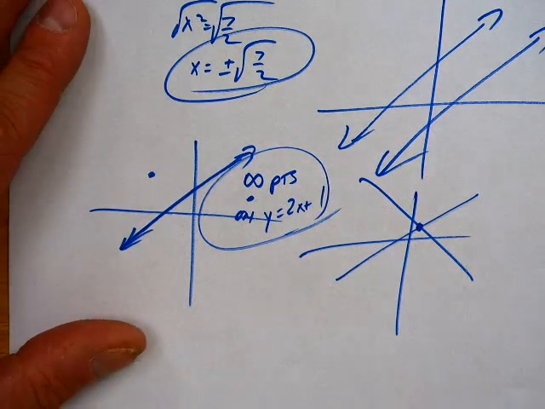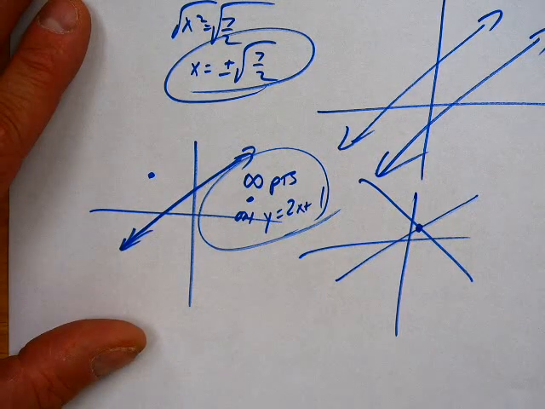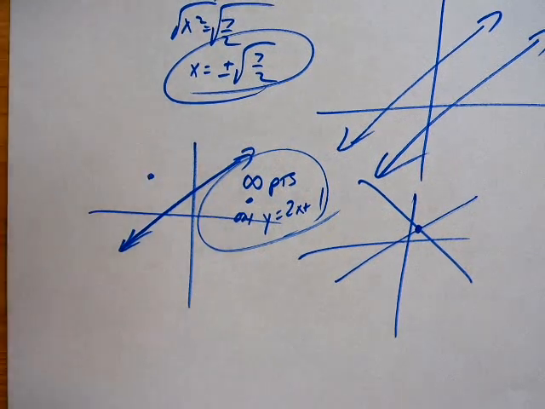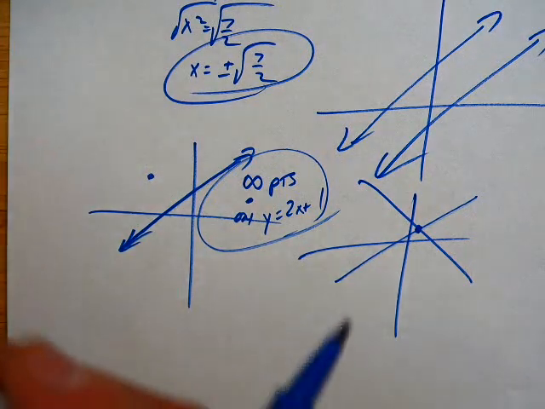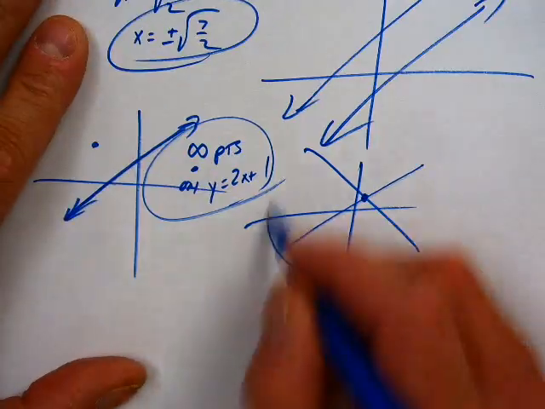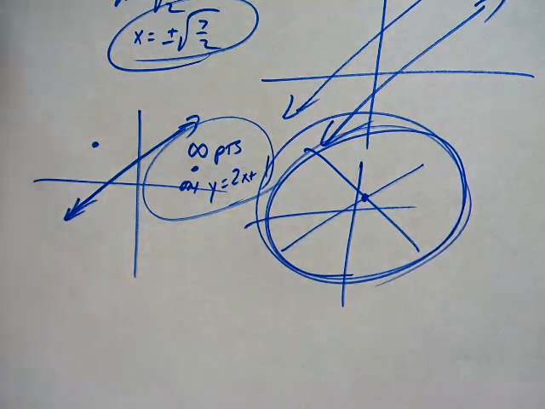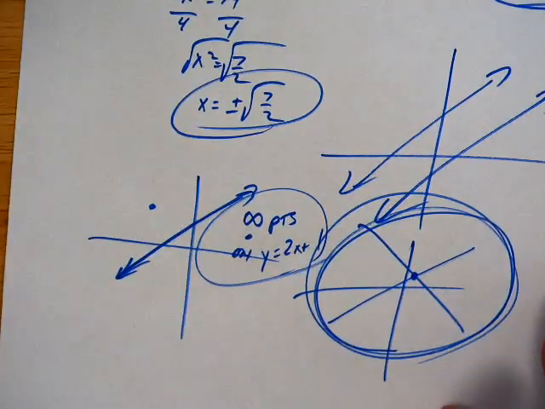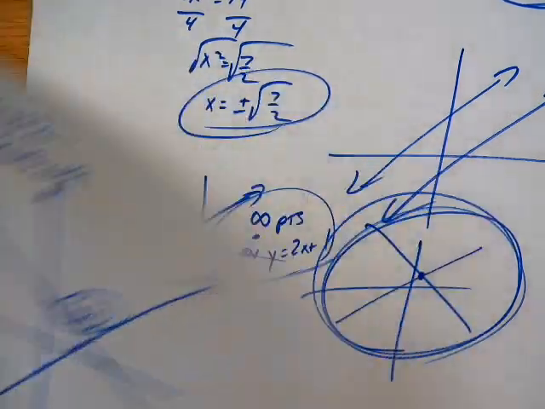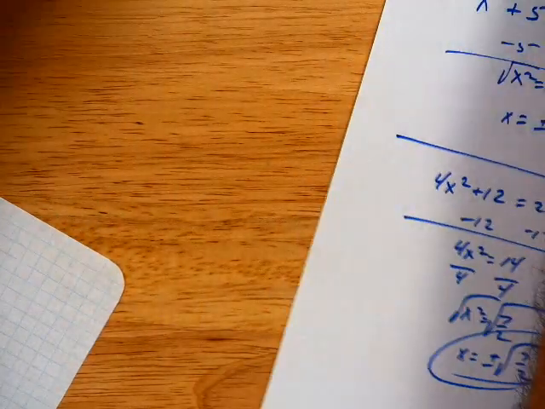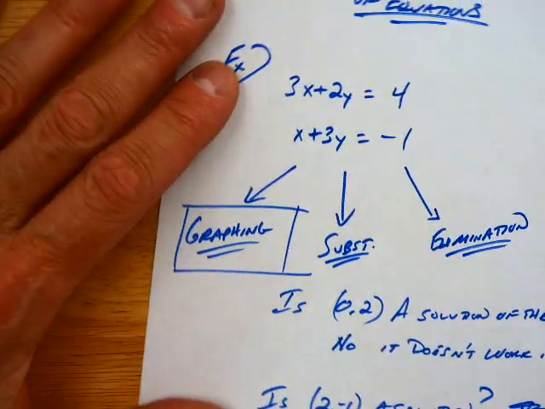What if both the lines are in the same place? Let's say I said, okay, there's my first line. And then I go to graph my second line, and I didn't realize it, but it's the same line. Okay, now this is interesting. When I have two lines that are on top of each other, how should we state it?